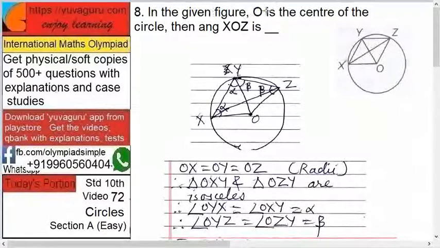Next, in the given figure, O is the center of the circle. Then angle XOZ is.